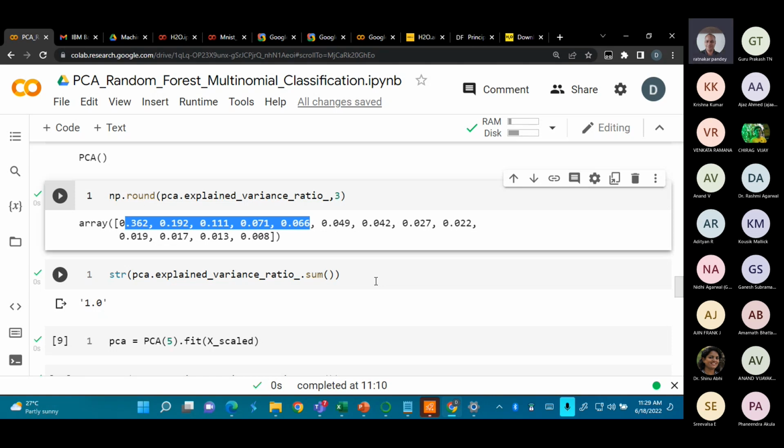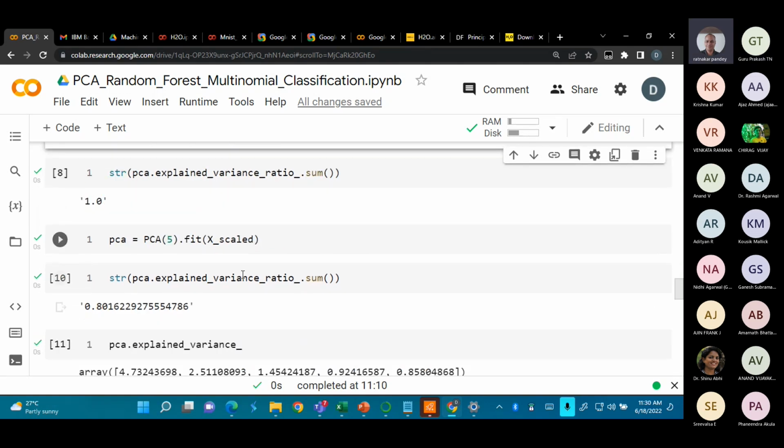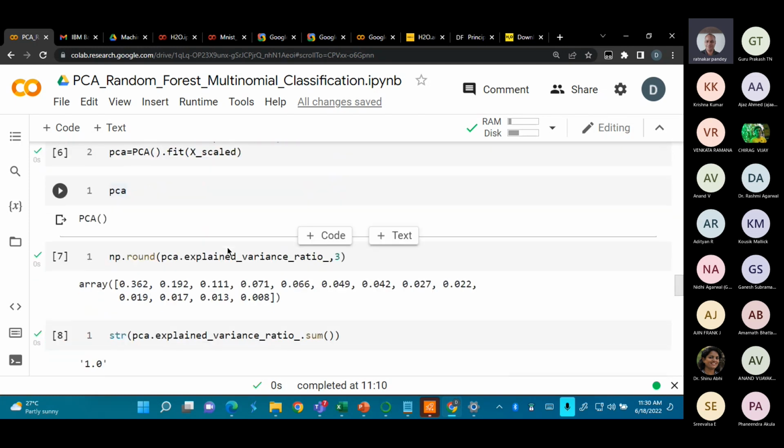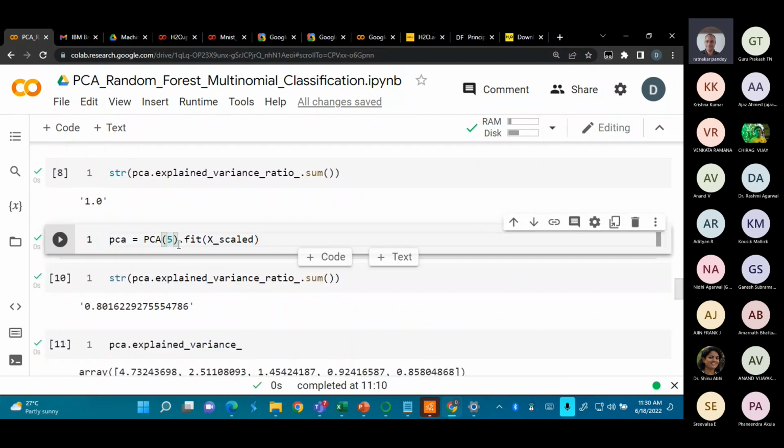First 5 components, right? So if you add them up, 36, yeah. So first 5 components will give you 80% of the data's explaining power, right? So that's why in the next step, instead of doing a regular PCA, what we're going to say is build a PCA with 5 components, right?